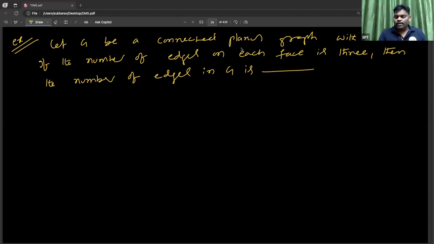Let G be a connected planar graph with 10 vertices. If the number of edges on each face is 3, then the number of edges in G is. It is the given problem. Can you try whatever is possible by you?